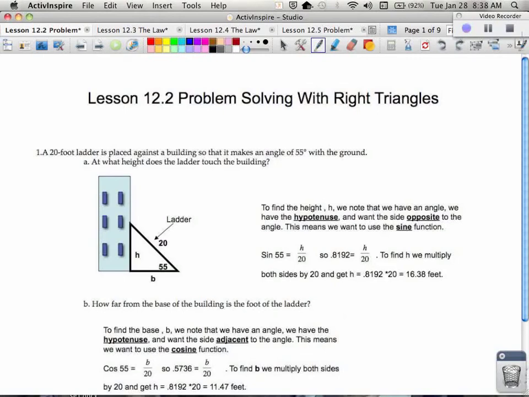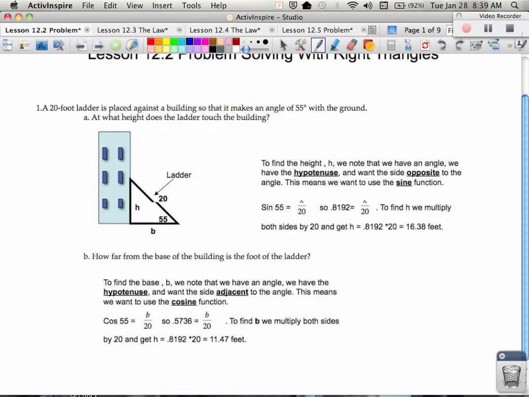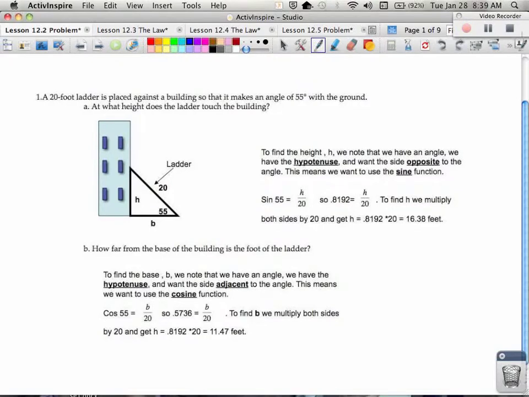In lesson 12.2, we're basically going to be doing the same things we did in 12.1, but now they put in story problems. It's the exact same things that we learned in 12.1, but in the context of a story problem, which some people find to be confusing. So let's take a look at this building.